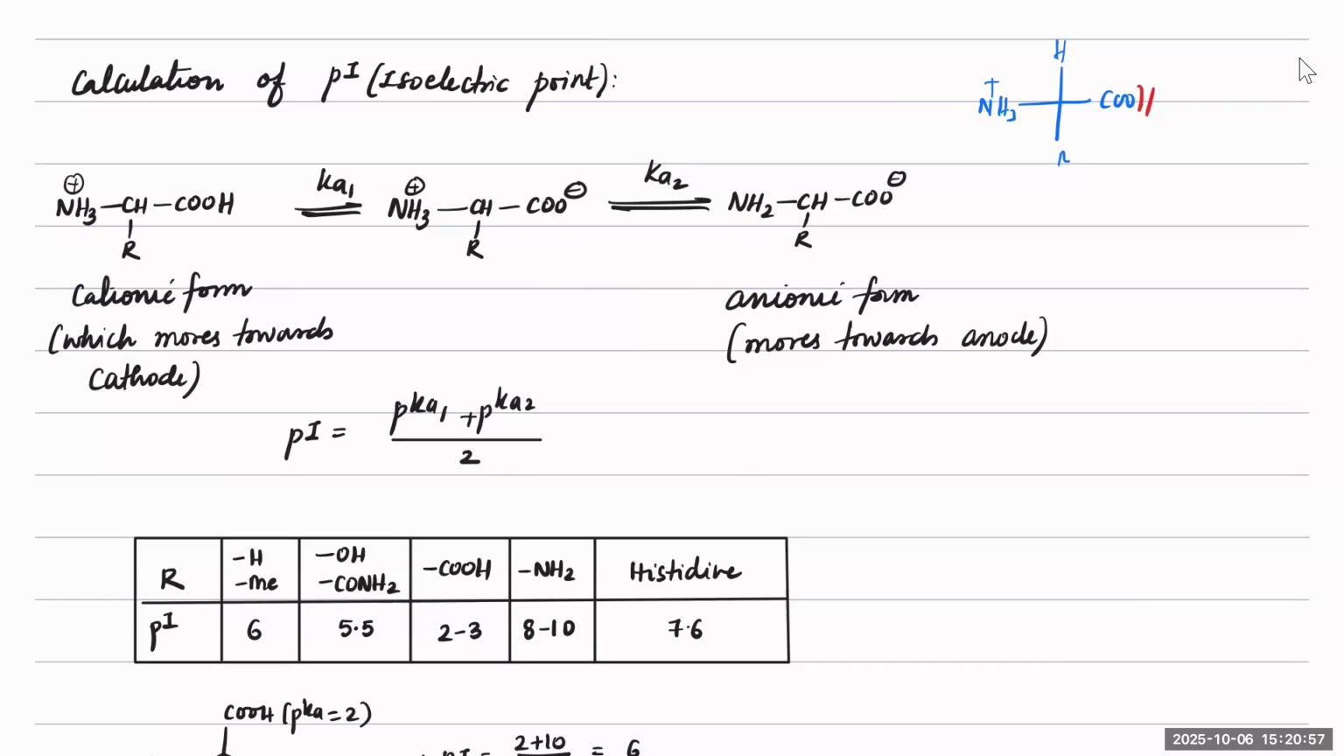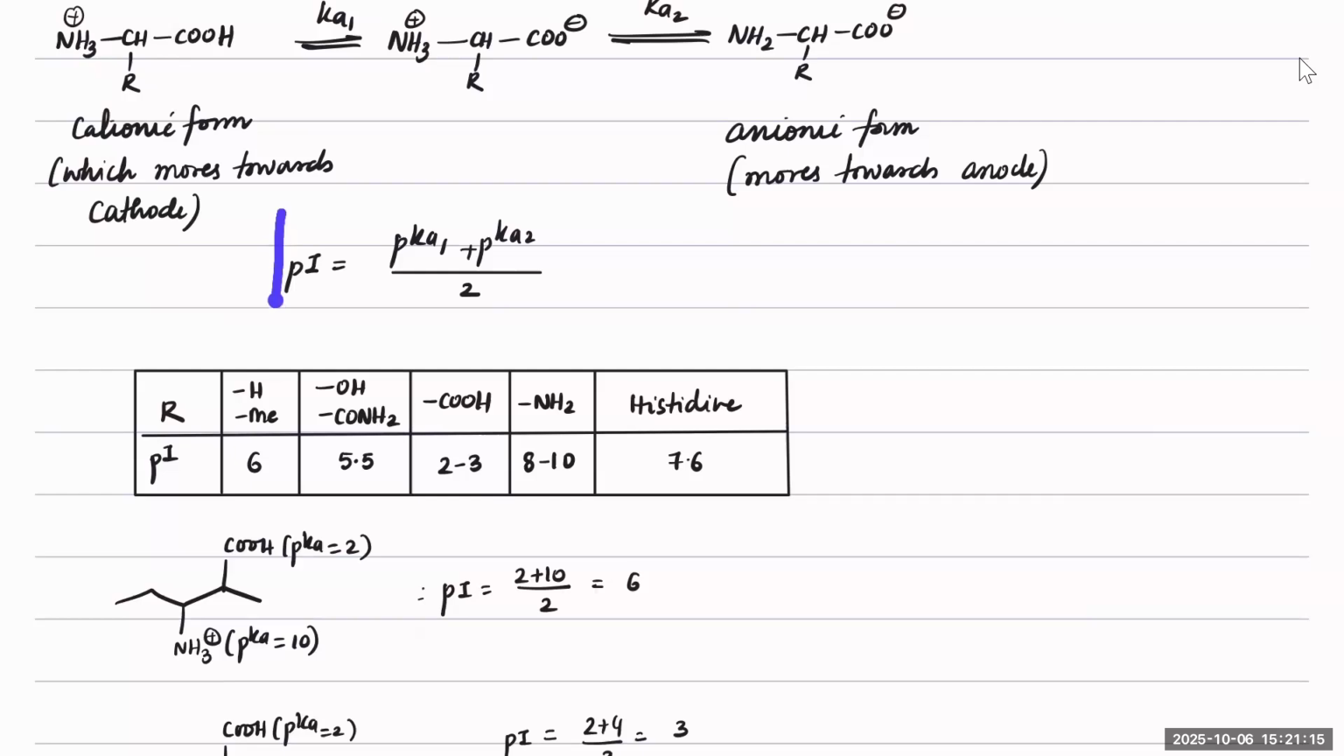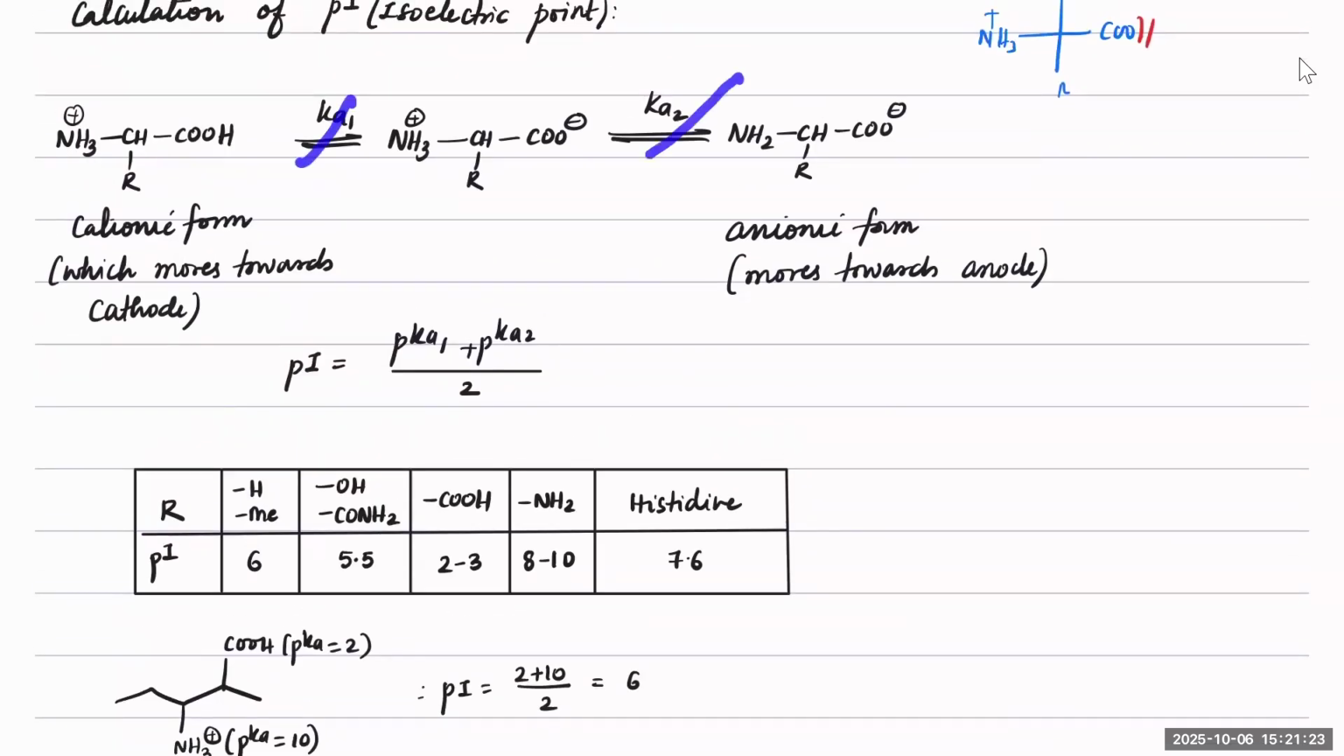This is the dissociation constant for acid. So think of this as an acid. In the forward direction, K1 is the dissociation constant. Here, K2 is the dissociation constant for this reaction. And now, the isoelectric point by formula will come out to be pK1 plus pK2 by 2. So basically, it's an average of this K1 and K2 value.